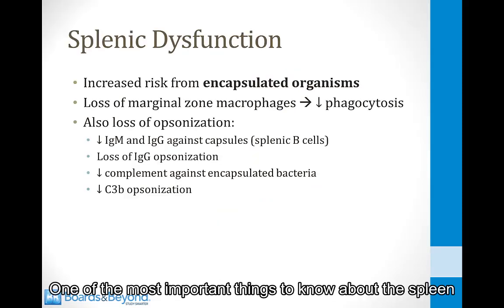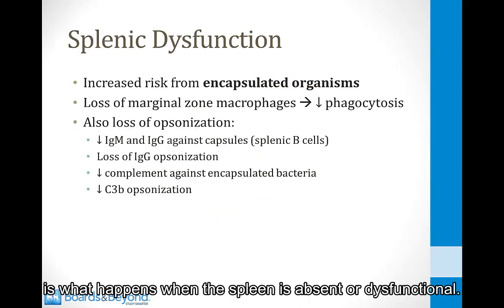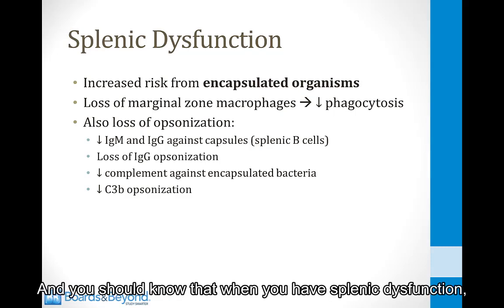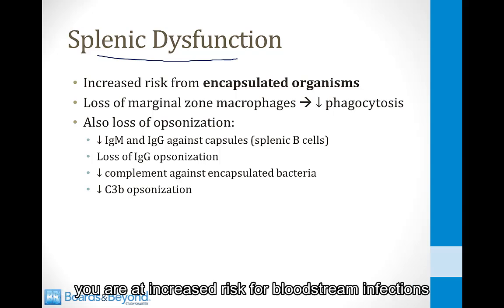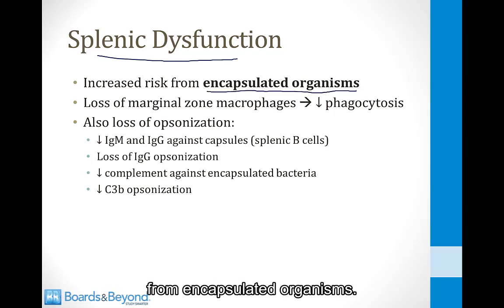One of the most important things to know about the spleen is what happens when the spleen is absent or dysfunctional. And you should know that when you have splenic dysfunction, you are at increased risk for bloodstream infections from encapsulated organisms. Let's talk about why that is the case.